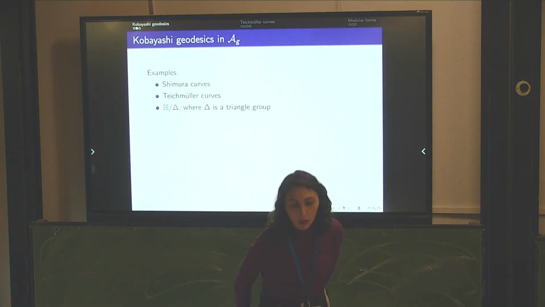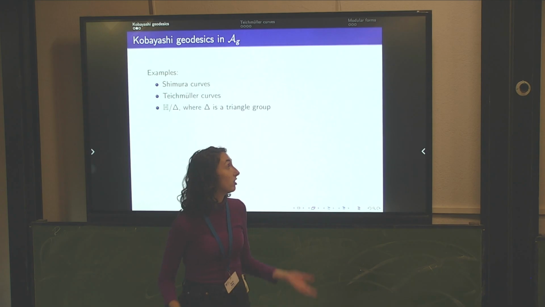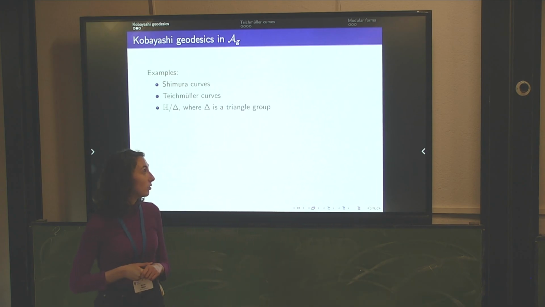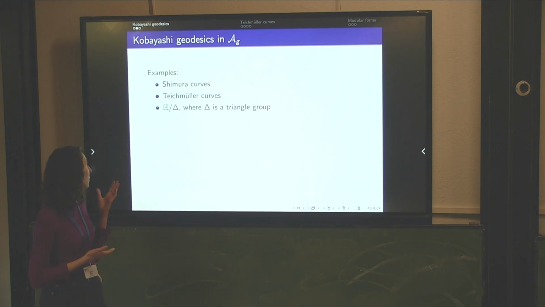So what are some examples of Kobayashi geodesics in AG? There are three examples I want to introduce today, one of them being Shimura curves, the other Teichmüller curves, I will explain what this is later, and the third one being curves which come from the upper half plane modulo a triangle group, where a triangle group is coming from the reflections of a triangle and described as a matrix.